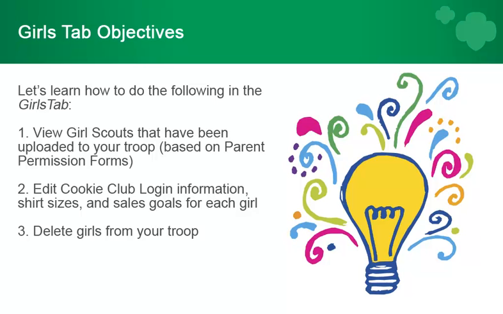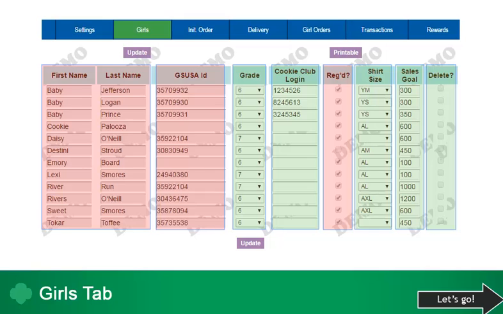The Girls tab is where you can go to see a list of Girl Scouts that have been uploaded into eBudde by GSNETX, based on having a 2017 program parent permission form submitted. You can edit cookie club information, church sizes, and sales goals. You can also delete girls within this tab. Roll over the highlighted areas for more information. Remember, you can edit the green areas, but not the red.